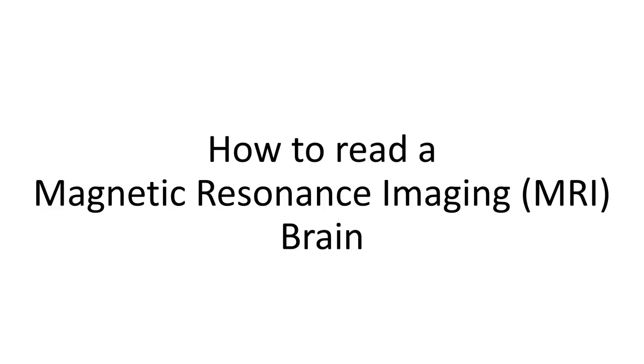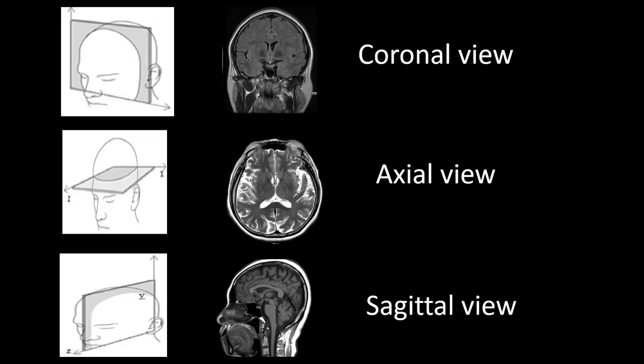We'll discuss the basic neuroanatomy in MRI brain. Before that, let us define some terminology for reference. When we say coronal view, it's just like looking on a front view. Axial view is cross-section, and sagittal view is equivalent to side view.